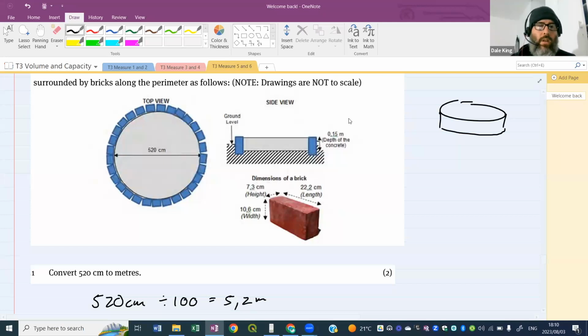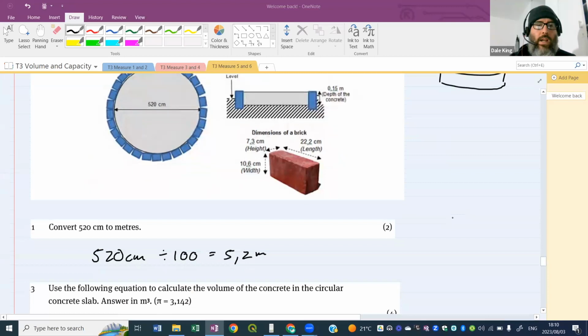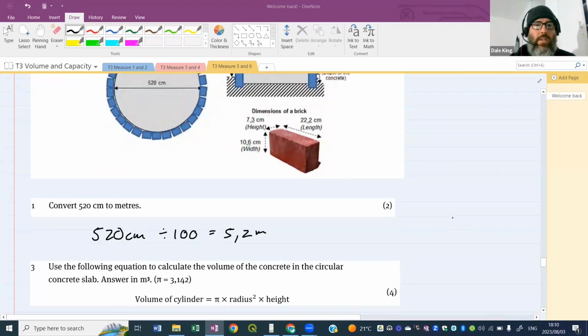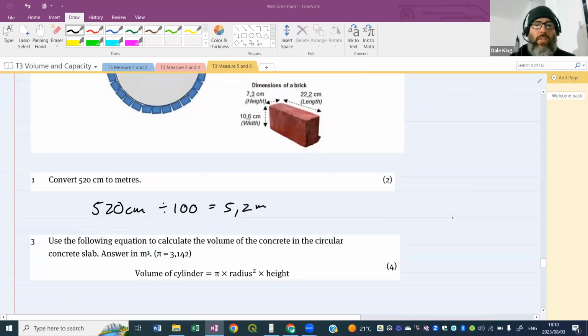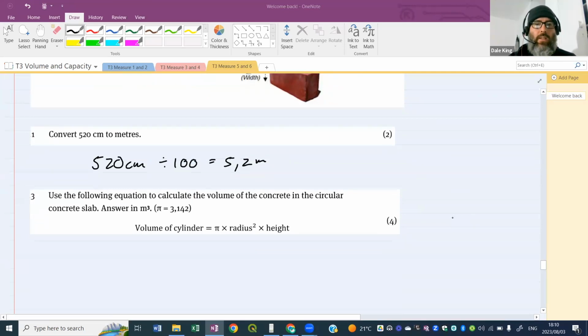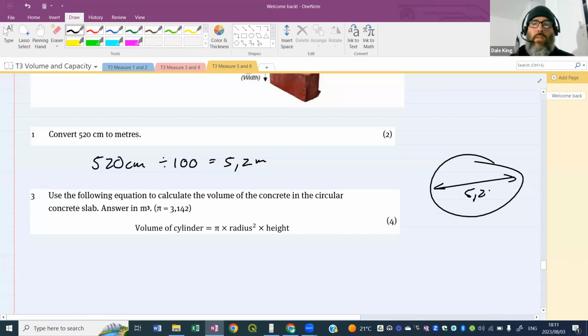Yes, everyone knows that 520 centimeters is 5.2 meters. Good. So we need to calculate the volume of this concrete slab. They want it in meters cubed, which is why question 1 said convert the centimeters into meters. I'll draw a little diagram on the right here. We had a circle with a line going through, and it was 5,2 meters we've just discovered. And the height of the slab, I'm going to draw a little arrow here.